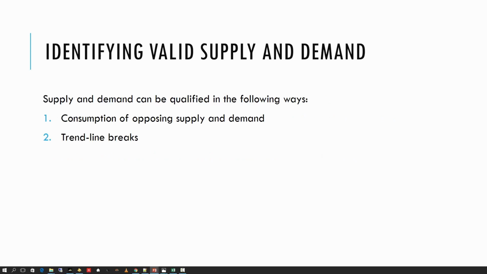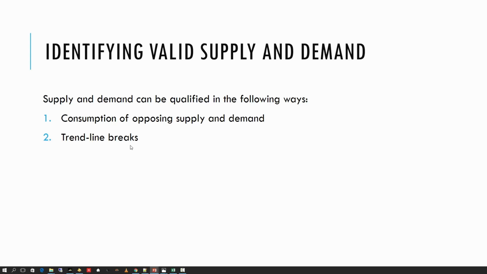So how do we identify valid supply and demand? Well, I like to use these two rules. The first rule is consumption of opposing supply and demand. So if we have an area of supply or demand, we want to see opposing supply and demand being consumed by the area that we are looking at. And if it does, then this automatically qualifies the area that the move originated from.